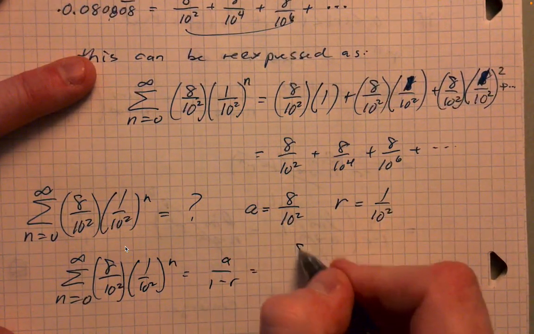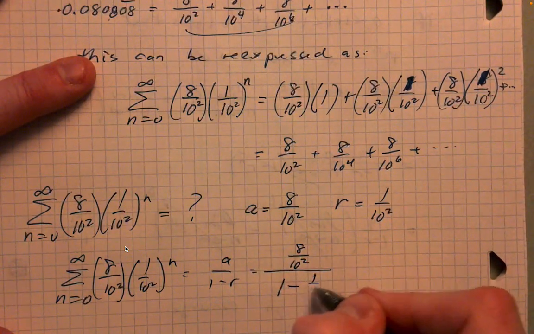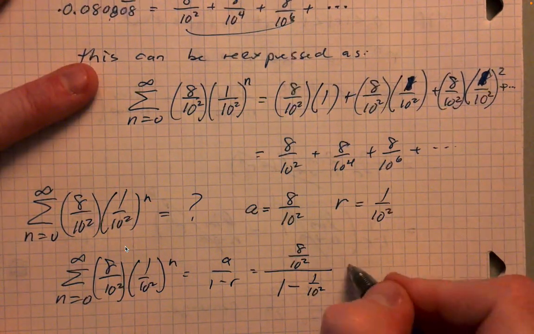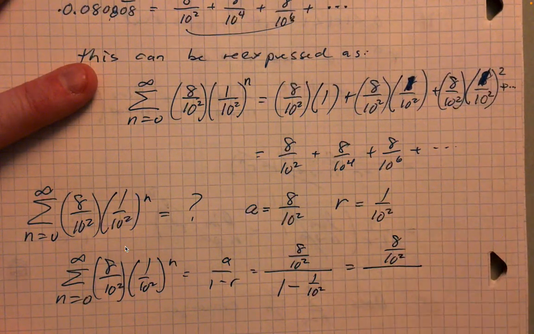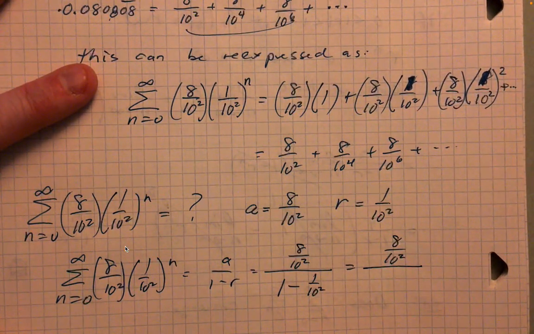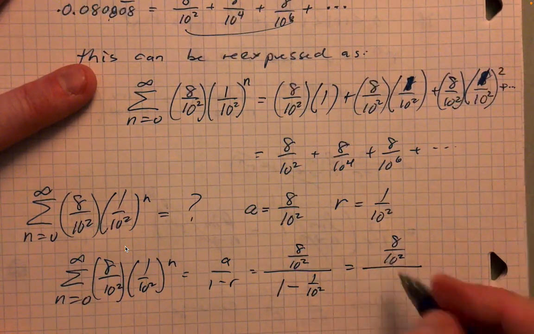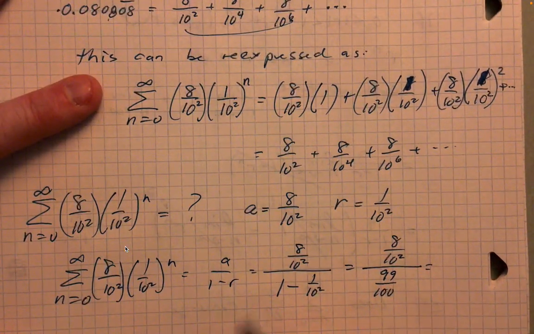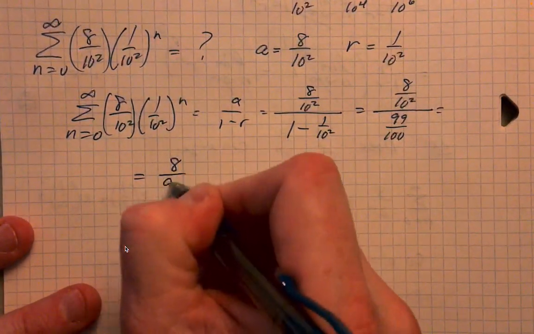So let's see here. 8 over 10 squared divided by 1 minus 1 over 10 squared. Right? Does that look right? Well, what we end up with here is 8 over 10 squared divided by, well, this is going to be 100 minus 1 over 100. So basically 99 over 100. Okay. And what do we end up with there? Well, you do the division there, you're going to basically get 8 over 99.